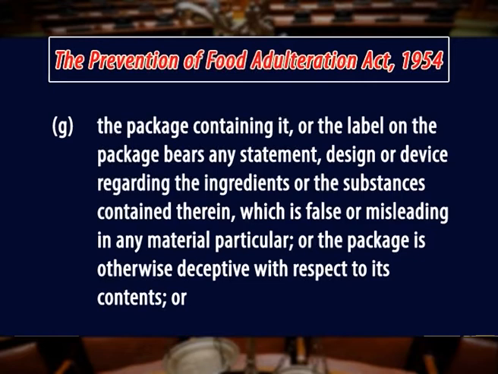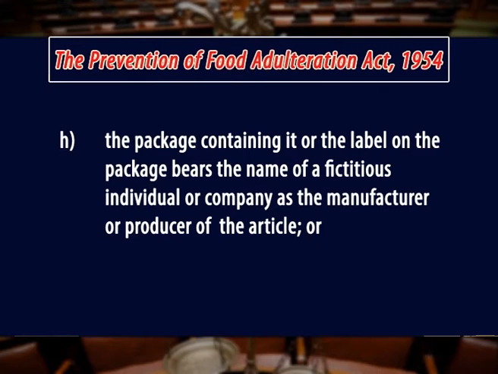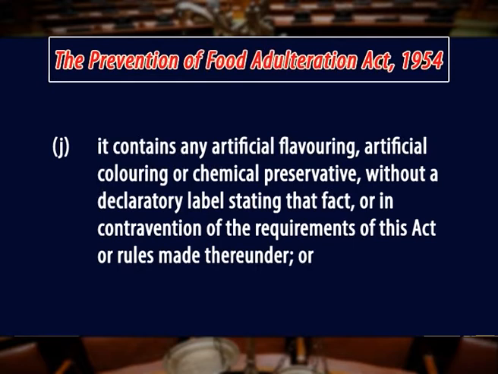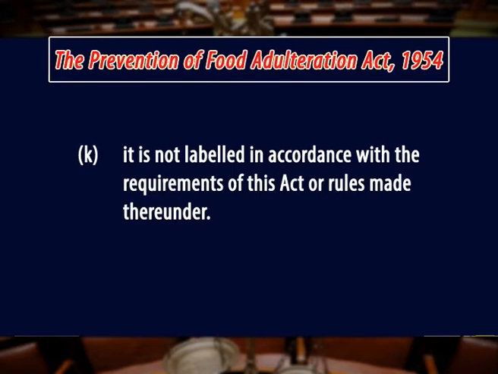or the package is otherwise deceptive with respect to its contents, or (h) the package containing it or the label on the package bears the name of a fictitious individual or company as the manufacturer or producer of the article, or (i) it purports to be or is represented as being for special dietary uses unless its label bears such information as may be prescribed concerning its vitamin, mineral or other dietary properties in order to sufficiently inform its purchaser as to its value for such uses, or (j) it contains any artificial flavoring, artificial coloring or chemical preservative without a declaratory label stating that fact or in contravention of the requirements of this Act or rules made thereunder, or (k) it is not labelled in accordance with the requirements of the Act or rules made thereunder.